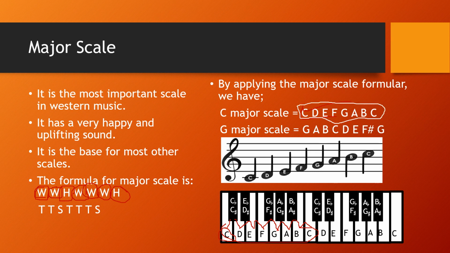So if you apply the same formula for this major scale, you can derive the G major scale here as G, A, B, C, D, E, F sharp, and G.